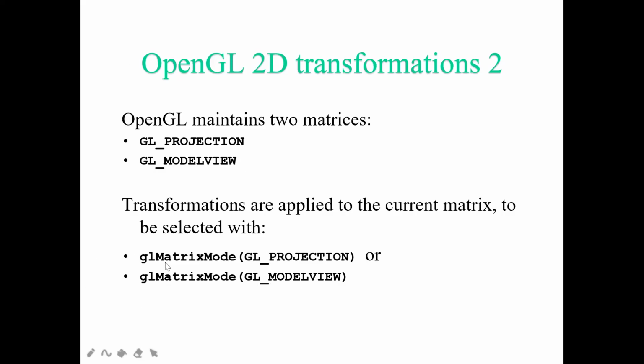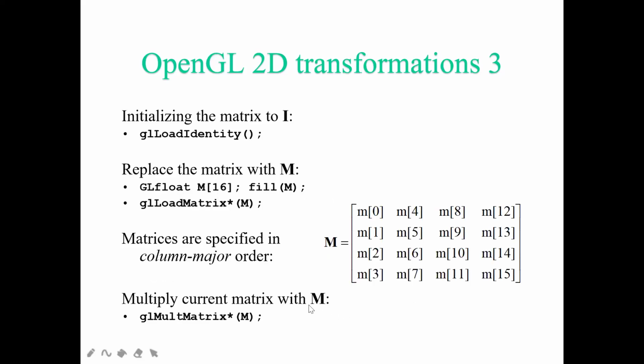I think you people have already seen this kind of primitive in your programs. So in this way, we are going to use it. Another thing we also use in our OpenGL 2D transformations is glLoadIdentity. Load identity means you are going to initialize the matrix to I, or 1.